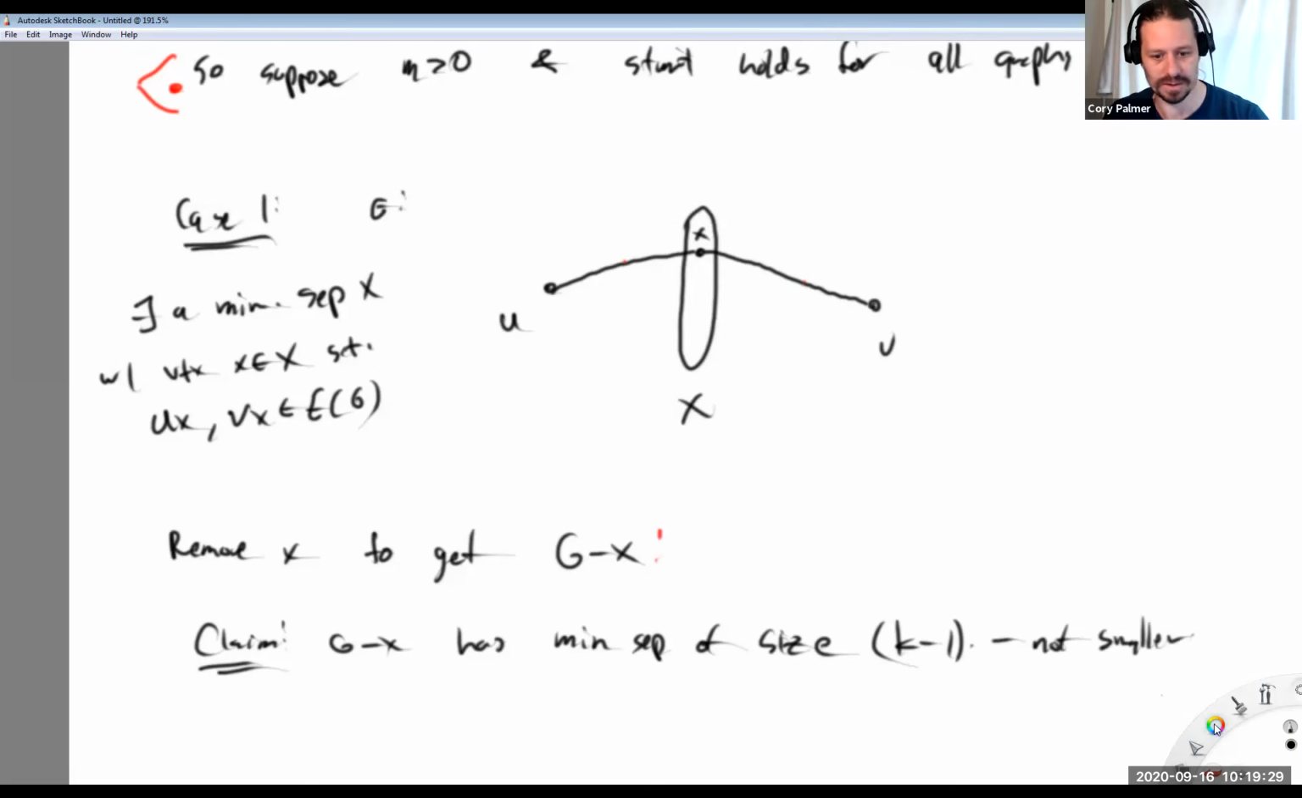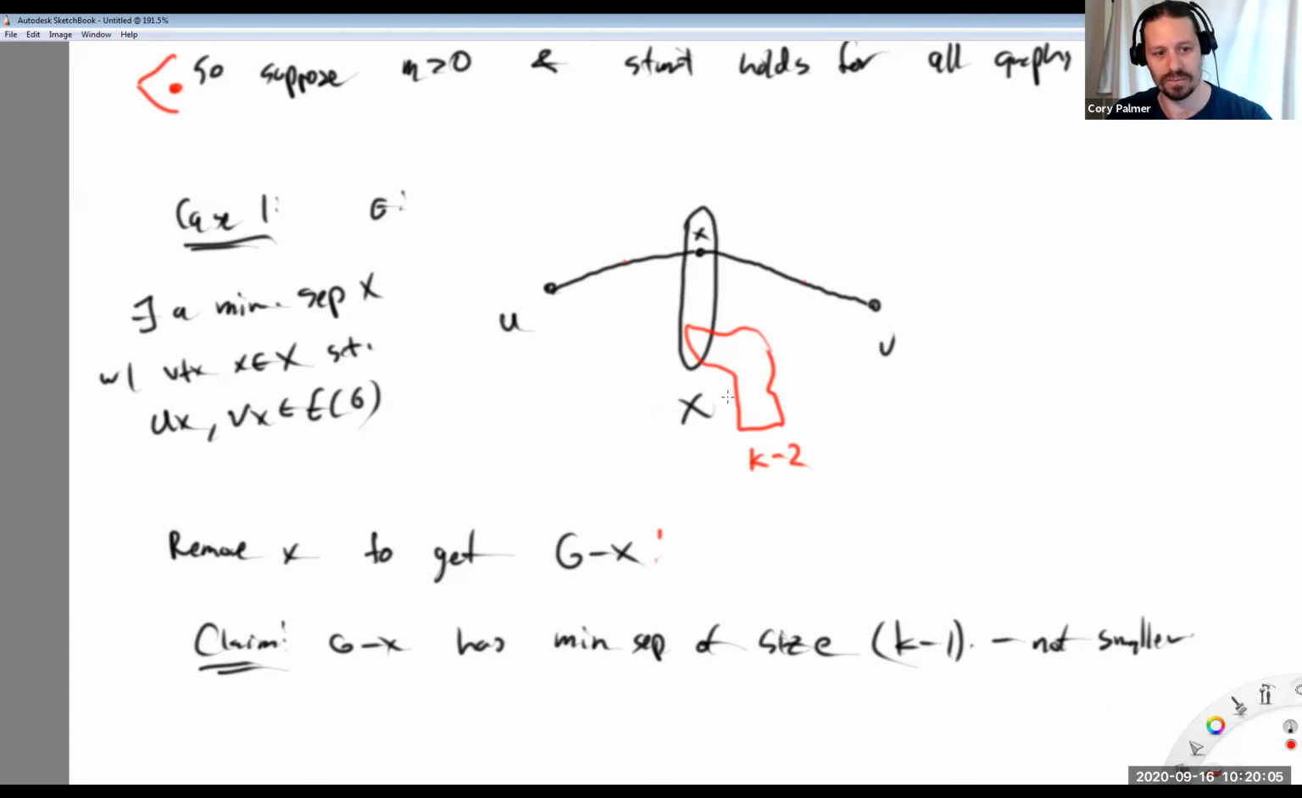Imagine G minus X had a smaller separator. So where's that smaller separator? I can still think of it in this diagram here. Maybe here's the small separator of size K minus 2, right? This means that in G minus X, every path between U and V was destroyed, right? Except for the one path using X. That wasn't destroyed, but that's not there in G minus X, right? That doesn't even exist there.